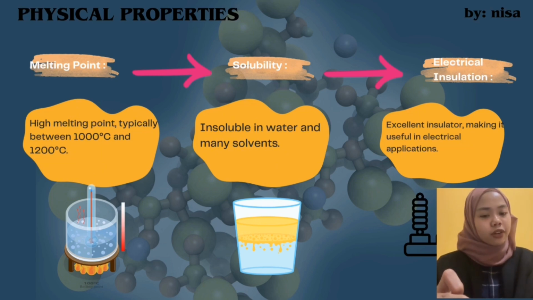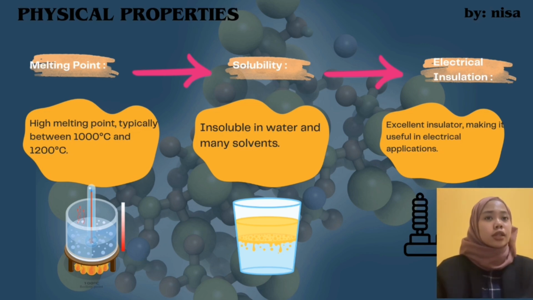equipment, and fire-resistant fabrics. So, for the solubility, it is insoluble in water and many solvents, giving it exceptional chemical stability. This durability allows it to maintain its structure over time, even in harsh environmental conditions. Through this, it also makes asbestos fiber a persistent pollutant.